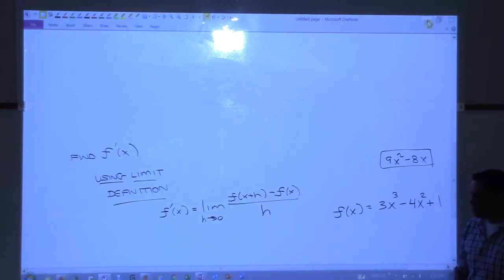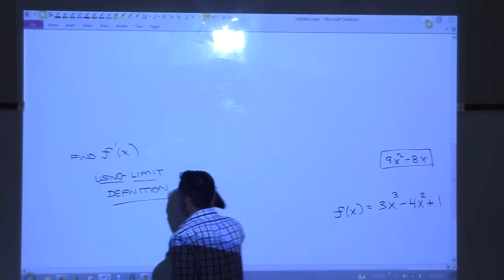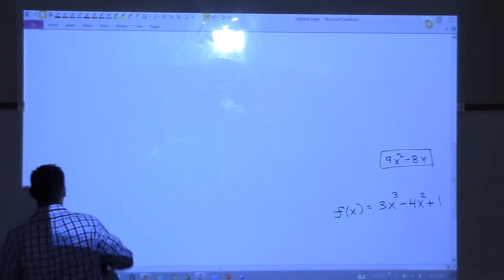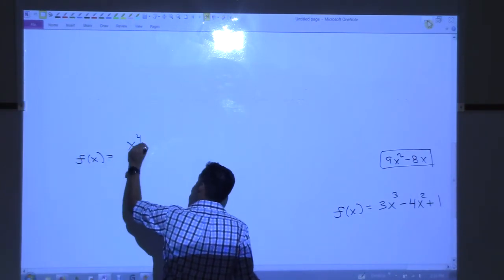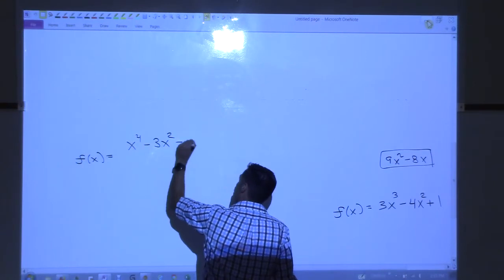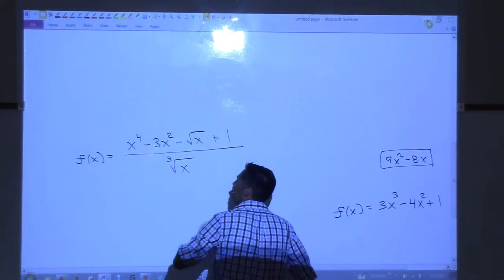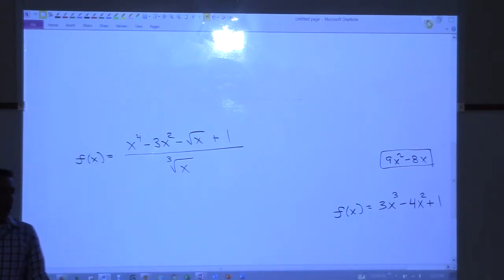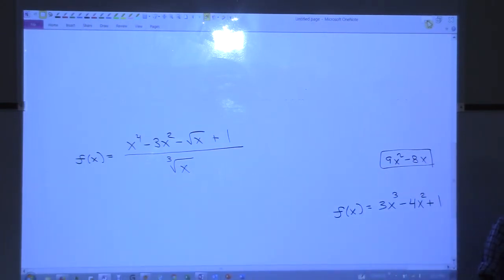One of the problems that always trips up students, and this drives me crazy a little bit. I don't get driven crazy much, but this does drive me crazy. I'll give students a problem like this on a test: x to the 4th minus 3x squared minus the square root of x plus 1 over the cube root of x. And I'll ask them to find the derivative. And you don't know how many students do the quotient rule on that. I think last semester almost every single student did the quotient rule on that. So why does that drive me crazy?